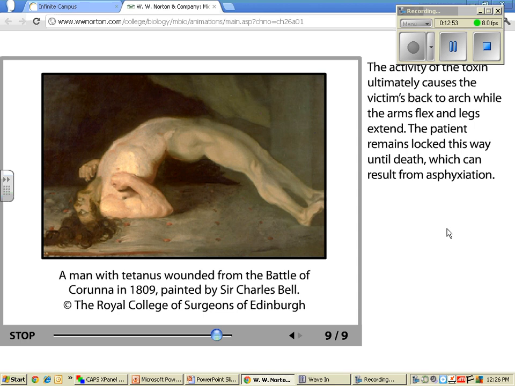The toxin ultimately causes the victim's back to arch, while the arms flex and legs extend. The patient remains locked this way until death, which can result from asphyxiation.